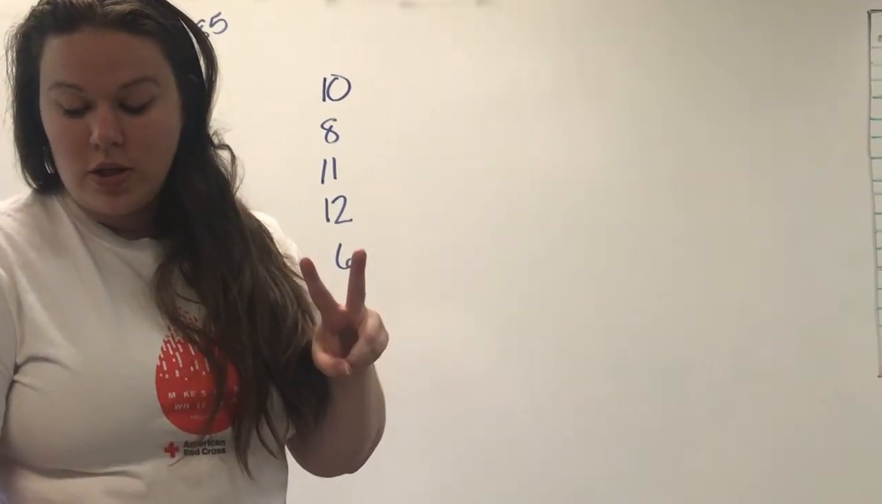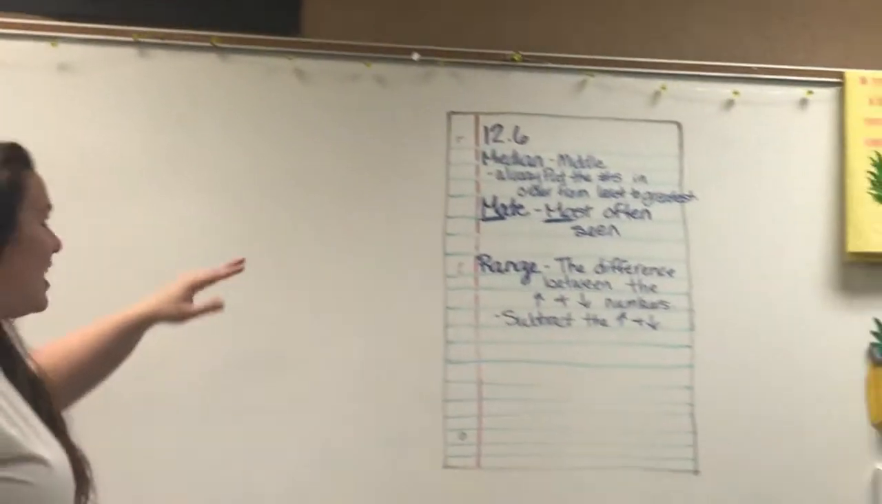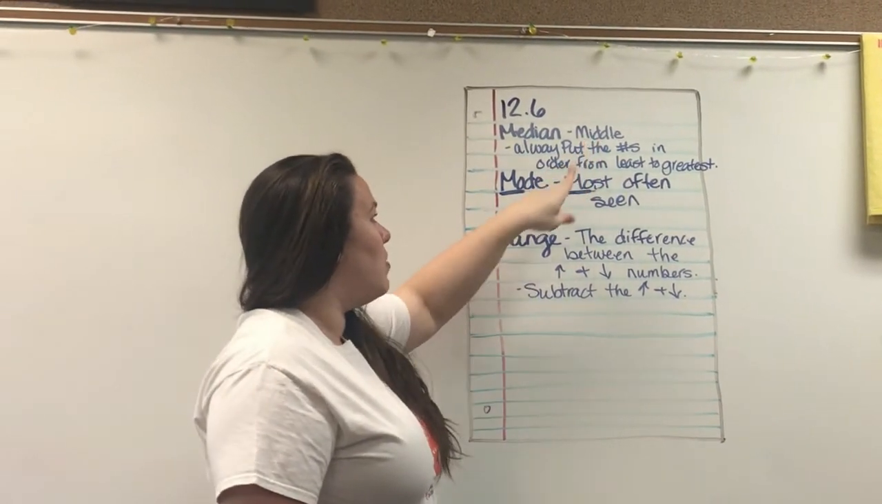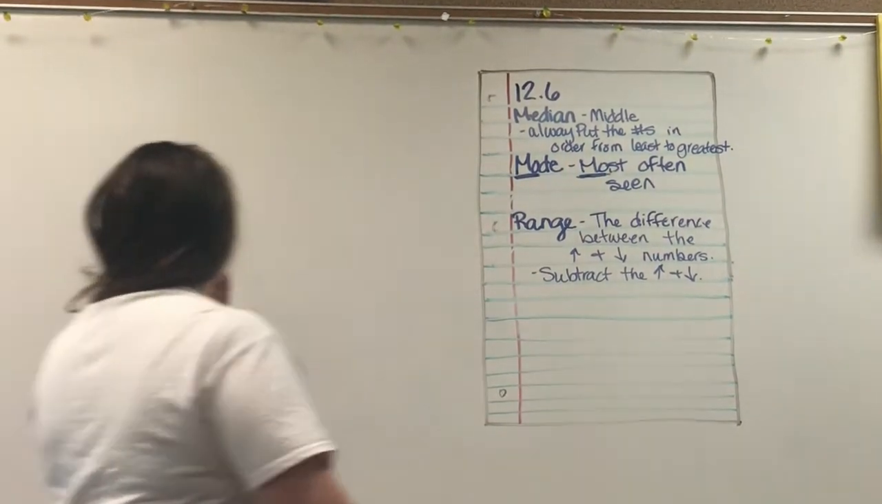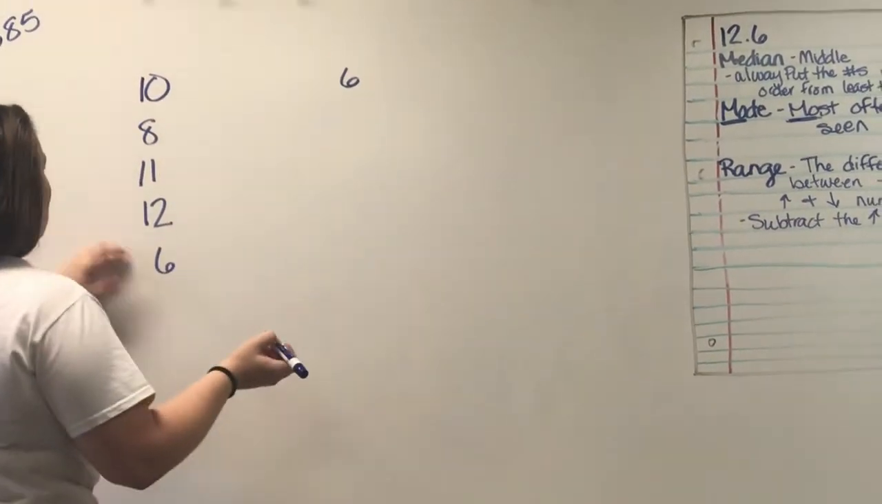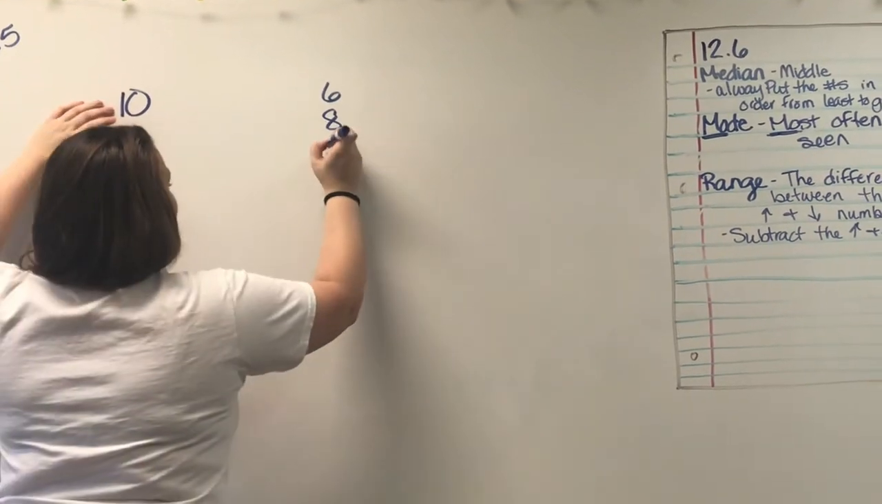So going on to question number 2, what is the median of this data? What is the median? What is the middle? How do we find the middle? We need to put them from least to greatest. My lowest number is a 6. Next number is an 8. Next number is a 10, 11, 12.